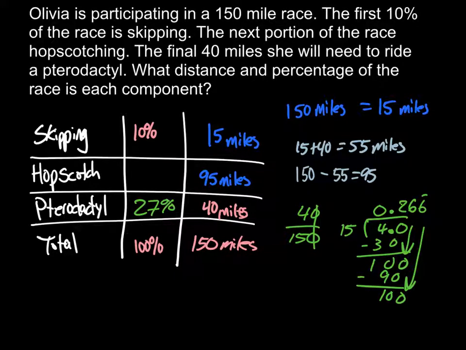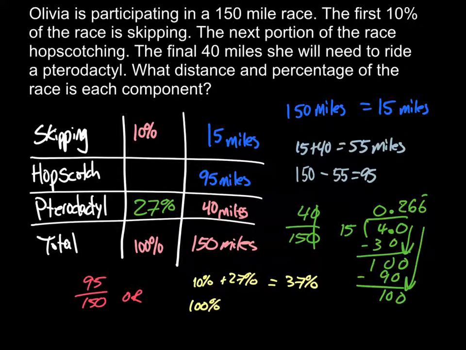And once we're at this last step, what we can do is a couple things. We can calculate it all back out again, and we can solve 95 over 150 and simplify it that way. Or what we can do is we can look at it and say that 10% plus 27% is 37%, and do 100% minus 37%, which would give you about 63%.